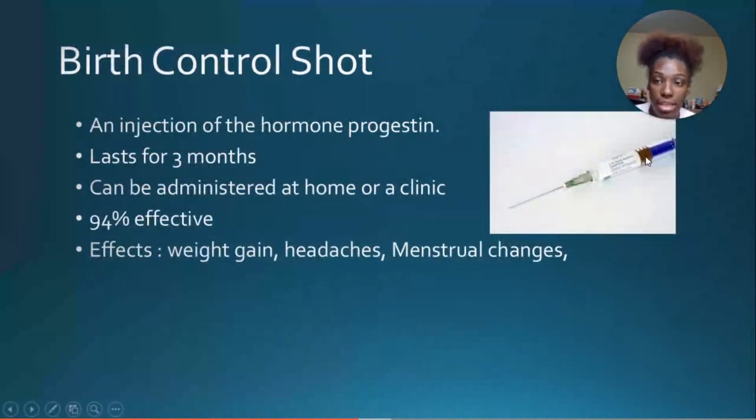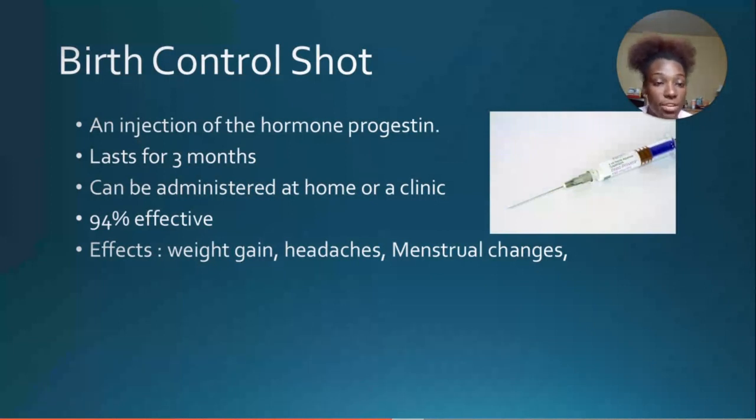The third method is the birth control shot. The birth control shot is like any regular needle shot, which will be injected into one of your arms. It will be the same arm each time you inject it, and it is an injection of the hormone progestin. So this is another one with only one hormone, progestin, and it lasts for 3 months.